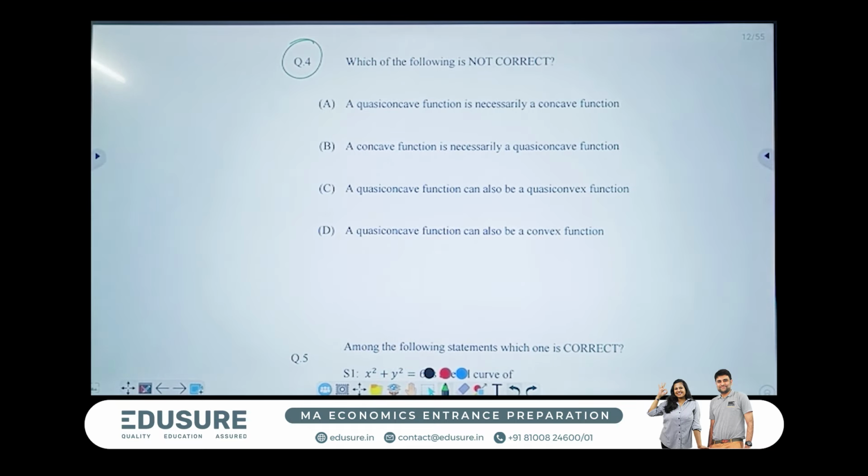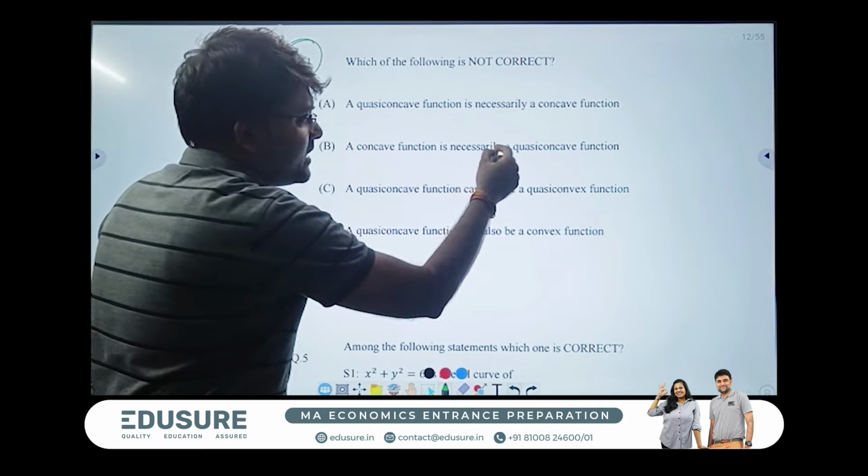JAM 2023 question number 4. Which of the following is not correct? A concave function is necessarily quasi-concave? Yes.